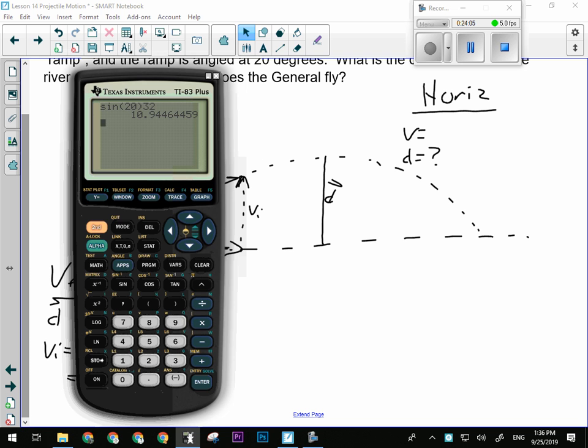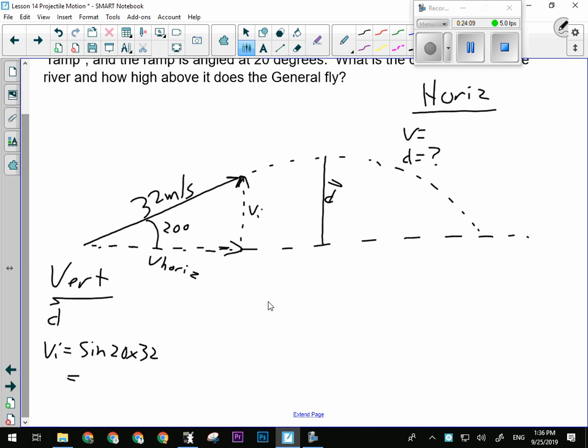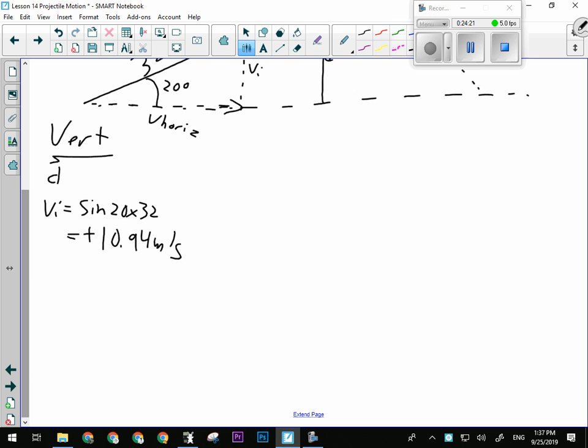So initially, the General Lee is being launched at 10.94 meters per second in an upward direction. Now, since it goes up and comes back down to the same height, how fast is it going vertically when it comes back down? Negative 10.94. Remember when I threw the marker up earlier in class? Same situation. Negative 10.94 meters per second.